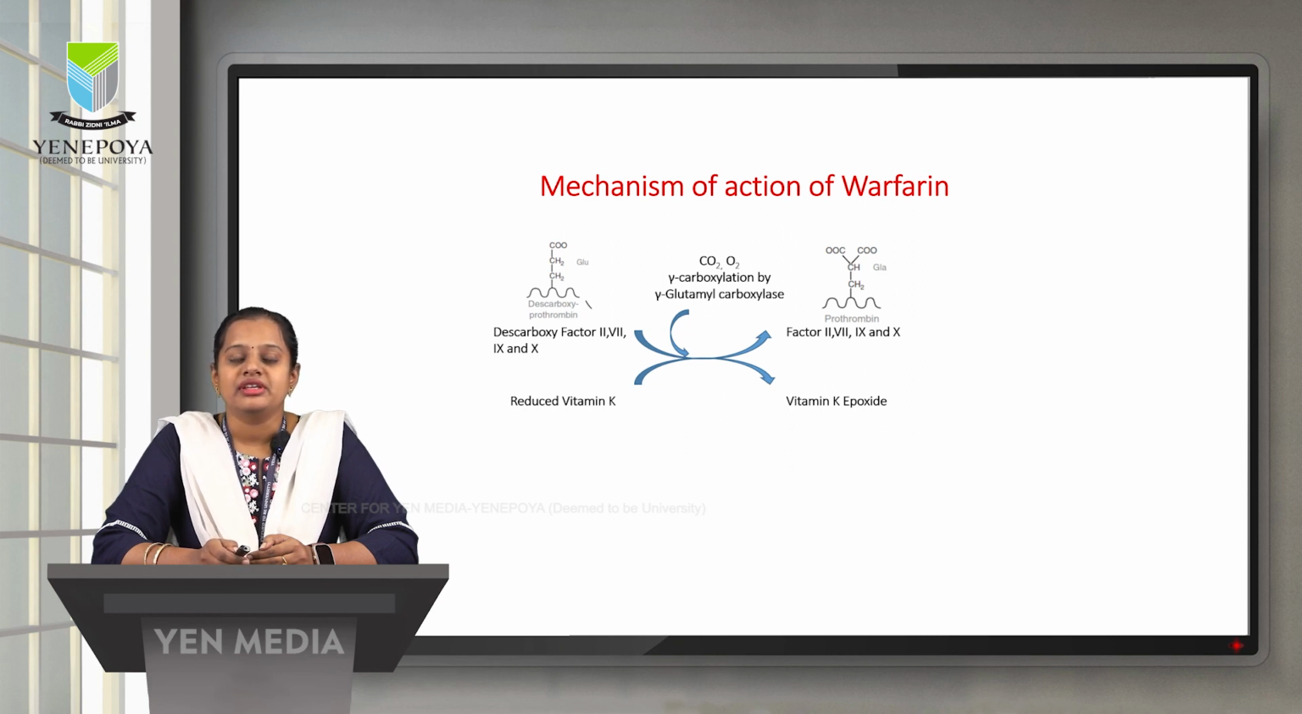So reduced vitamin K will be converted into oxidized vitamin K, that is vitamin K epoxide, when these hypofunctional clotting factors are converted or activated into normal functional clotting factors. So vitamin K is an important factor or catalyst which is responsible for the activation of clotting factors. And once these factors are formed, they increase the calcium binding property and help in coagulation.